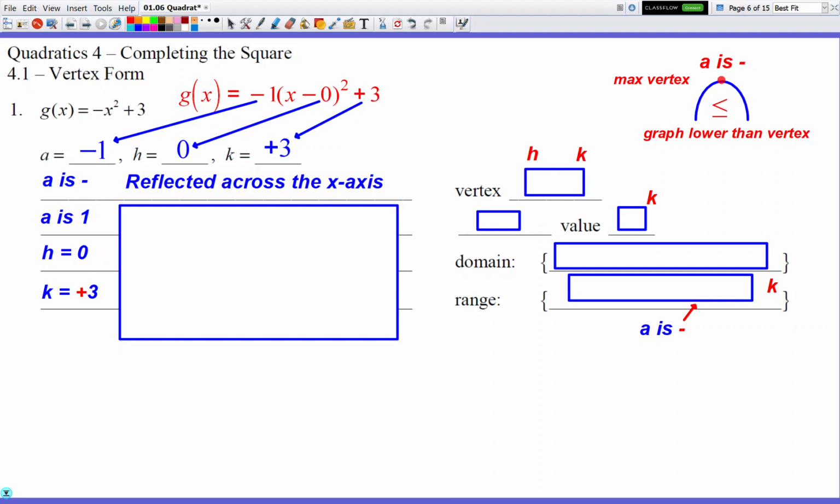So this second A value says, all I care about is the number for A. I don't care about the sign, because I already know what a negative does. It makes it say reflected across the x-axis. This second line, all it cares about is the number. So the A value is a 1. Now you have 3 options for this next line.